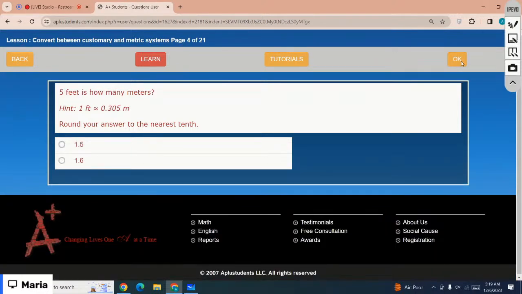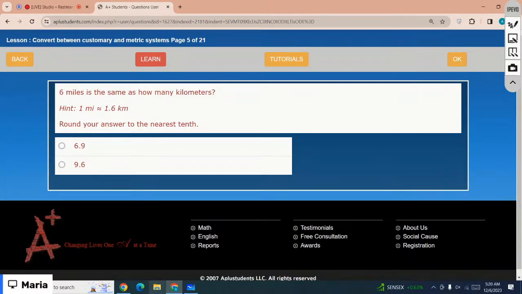5 feet equals how many meters? Which is the correct option? Yes, that equals 1.5. So you need to do 5 times 0.305. That equals 1.5.